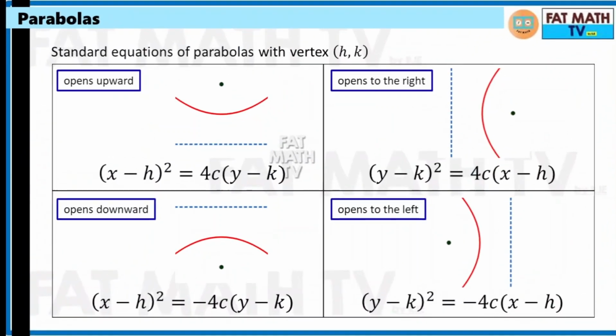A parabola is the set of all points whose distances from a fixed point and a fixed line are equal. For example, a point on the parabola has a certain distance from the fixed point, and its distance from the line is also the same as the distance from the point. That's the defining characteristic of a parabola. This fixed point is called the focus of the parabola, and this fixed line is called the directrix of the parabola.